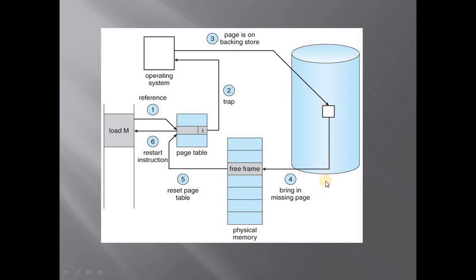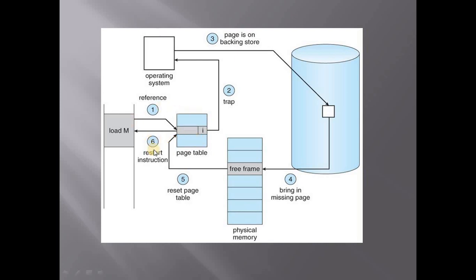Then we are going to schedule a disk read operation and bring the desired page into the free frame. When the disk read is complete, we modify this I to V. That means the page is now brought into memory and it is a valid page. When the disk read is complete, we modify the internal table kept with the process and the page table to indicate that the page is now in memory.